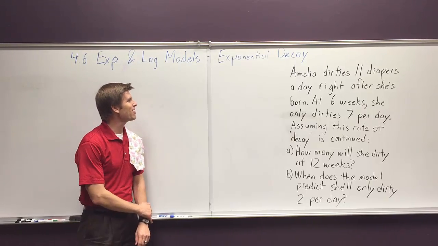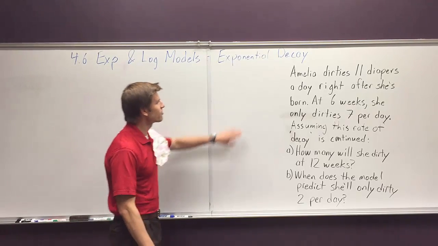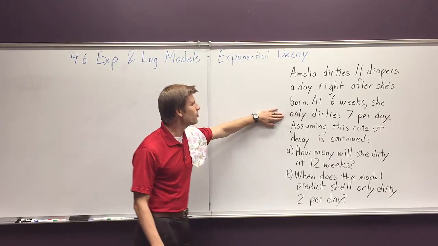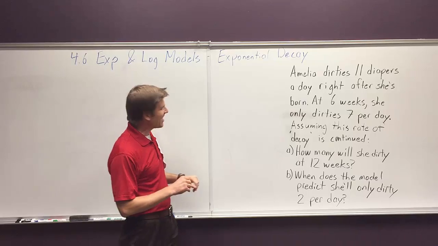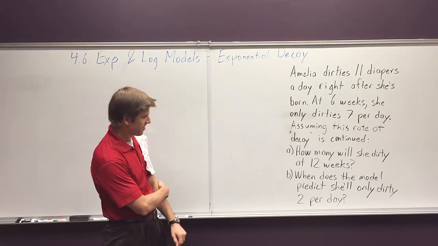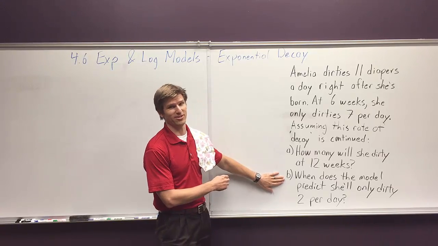Here's an exponential decay problem. Amelia dirties 11 diapers a day right after she's born. At 6 weeks, she only dirties 7 per day. Assuming this rate of decay continues, how many will she dirty at 12 weeks? And when does the model predict she'll only dirty 2 diapers a day?